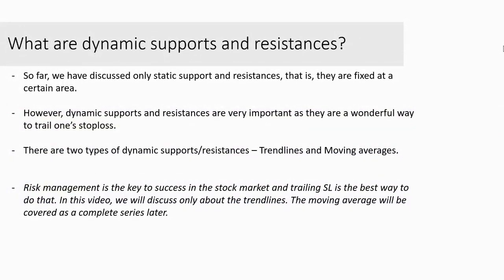So far, we have discussed only static support and resistance, that is, they are fixed at a certain area. If you remember demand and supply zones, they are areas and not a strict line. Dynamic support and resistance are very important because they help one to trail the stop loss.